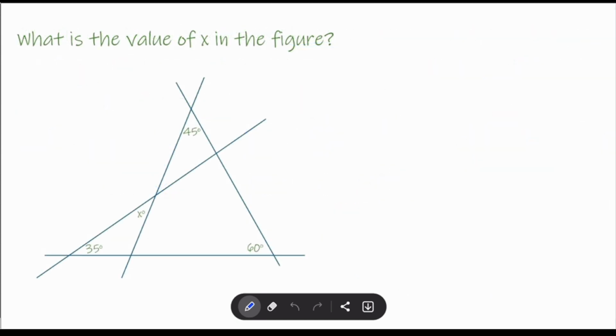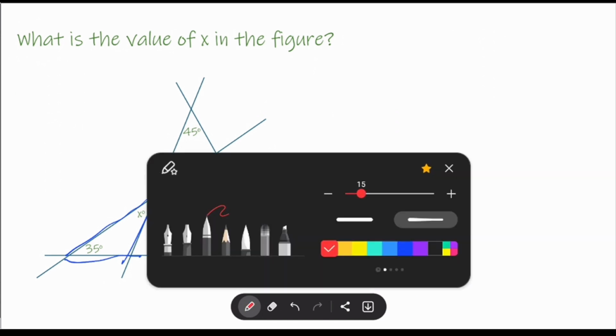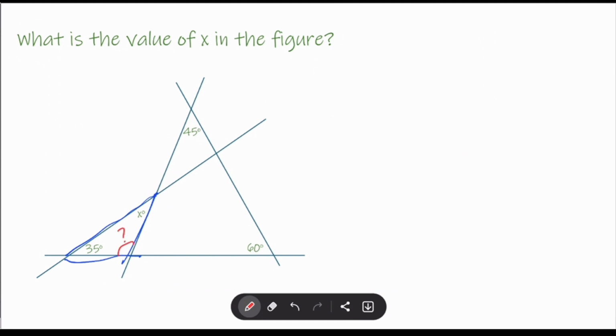Okay, so let us solve this problem. What is the value of x in the figure? We have here the x in this triangle, so we're going to focus on this triangle, and we know that the entire triangle's sum of angles is 180 degrees. We need to know that part in order to know the x, because after knowing that, we just need to equate it with 180. So the problem is how to get this part.